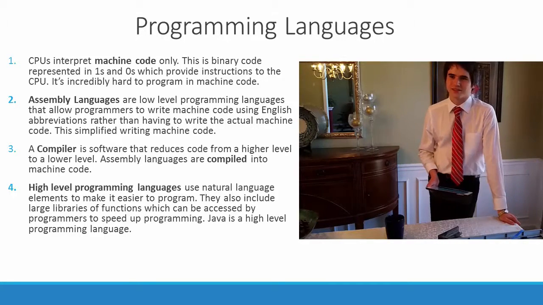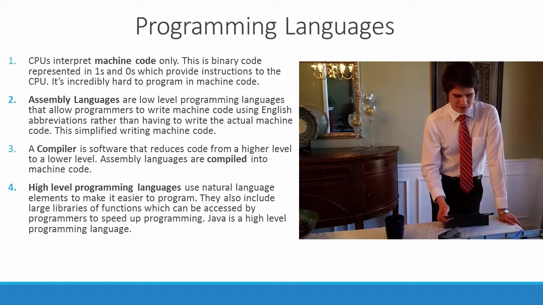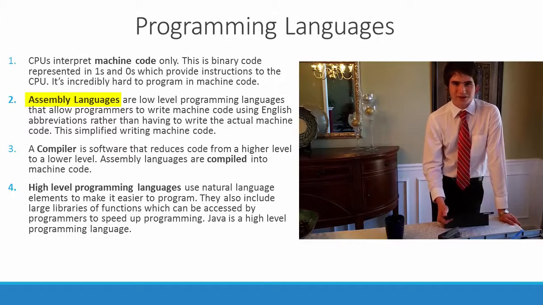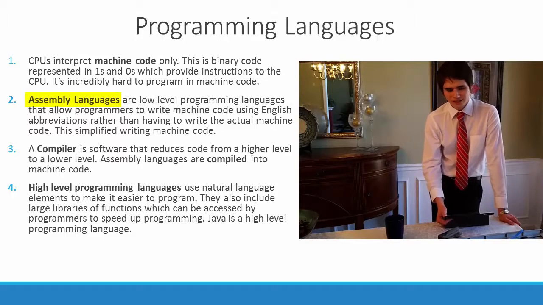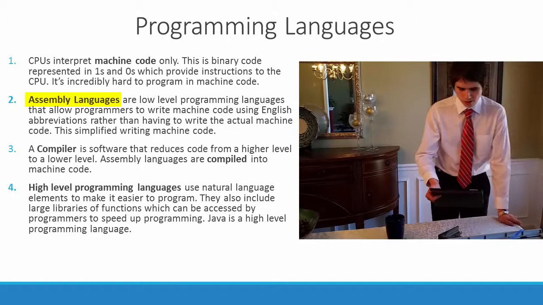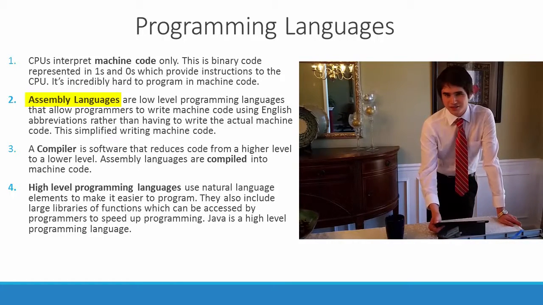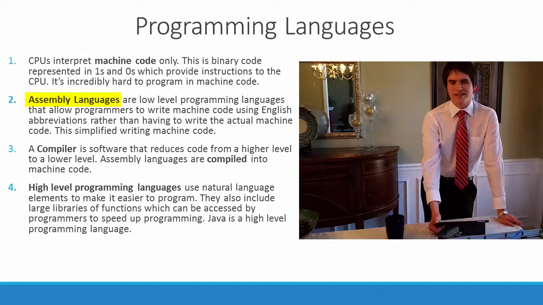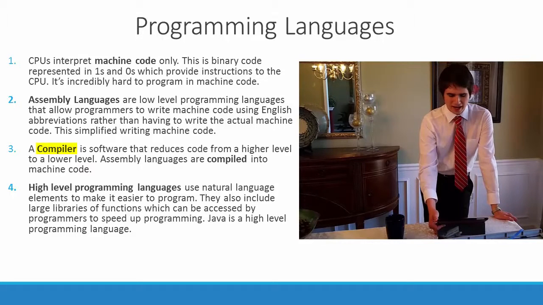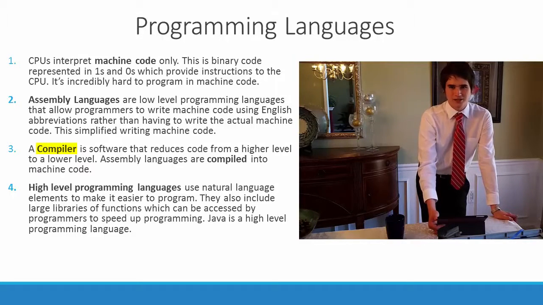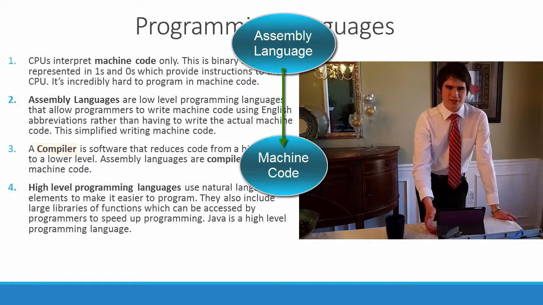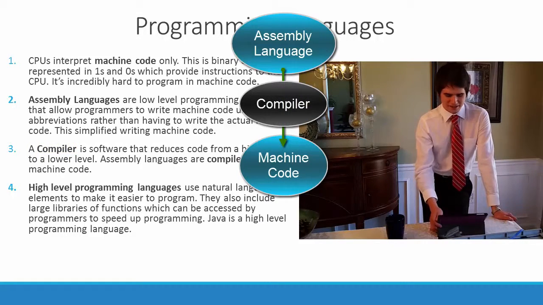So people didn't have to develop in 1001, binary. They created assembly languages, so people started getting smart about how computers worked. And assembly languages are low-level programming languages which allow programmers to write machine code using English abbreviations rather than having to write the actual machine code. And a compiler, that's the software that reduces the code from a higher-level language to a lower-level language. So the piece of software which turns the assembly language into machine code would be considered a compiler. So anything that does that is a compiler.